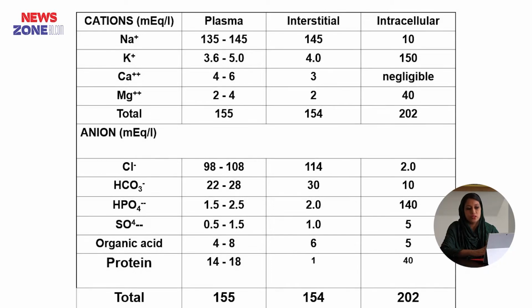This is the chart which shows the cations and anions present in our plasma, interstitial fluid and intracellular fluid. The concentration of plasma sodium is 135 to 145 milliequivalent per liter. The concentration of potassium is 3.6 to 5 milliequivalent per liter. Calcium is 4 to 6 milliequivalent per liter. And in anions we have chloride, that is 98 to 108 milliequivalent per liter. Bicarbonate ion is 22 to 28 milliequivalent per liter. And there are some others, that is organic acids and some proteins.